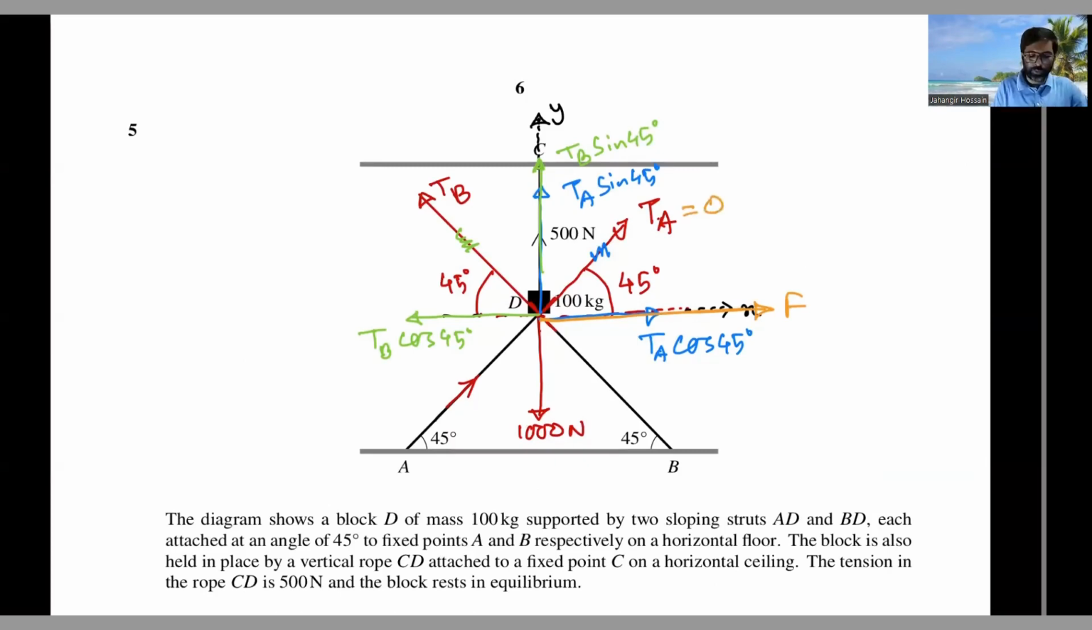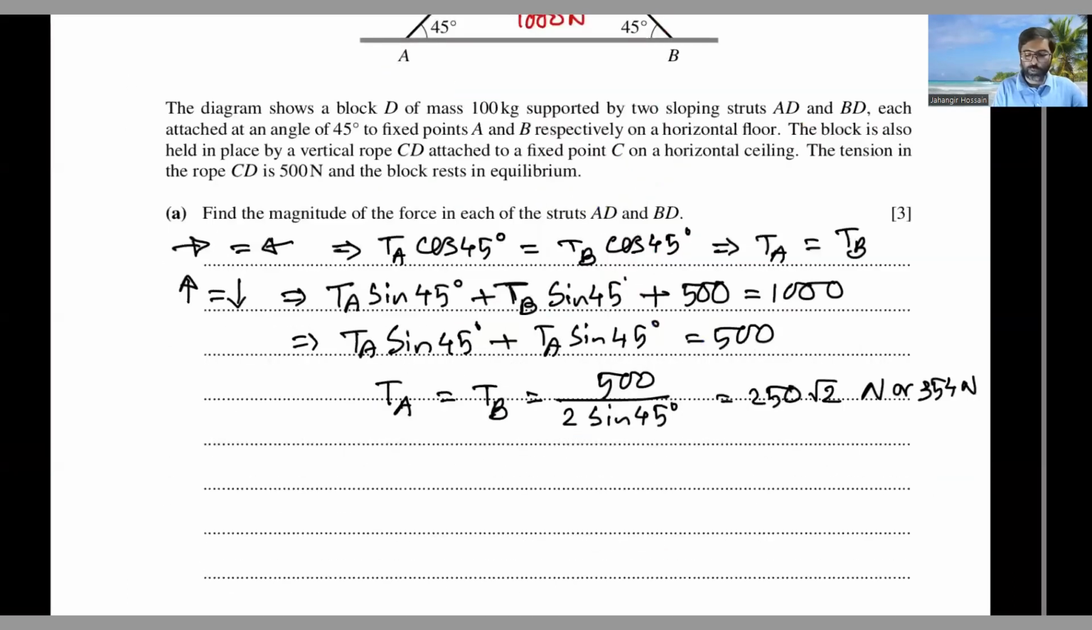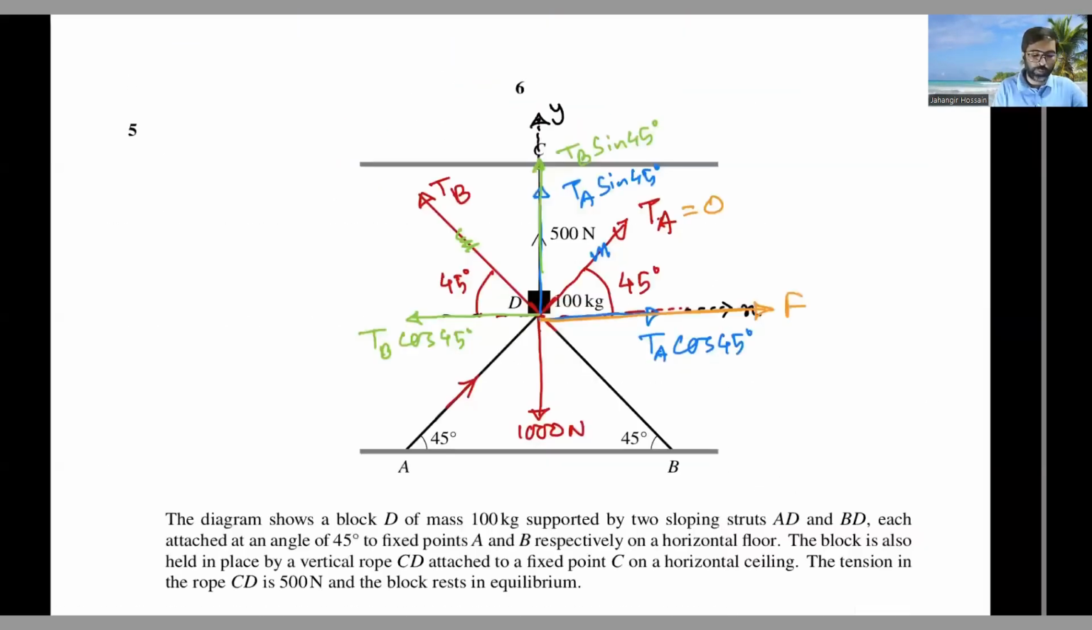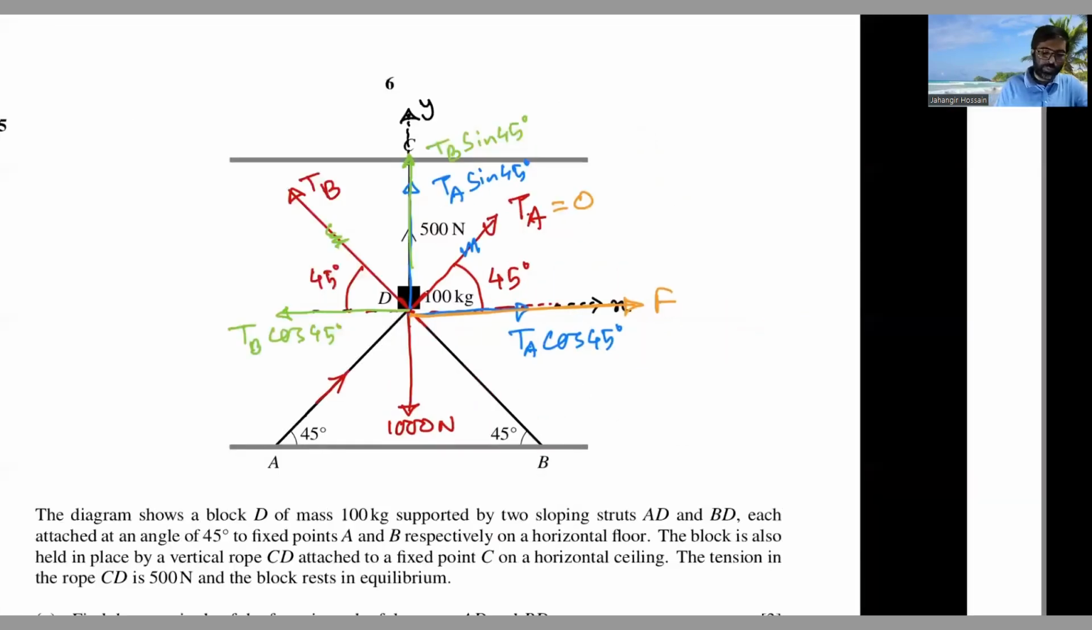If TA is 0, then TP obviously will not remain as 250 root 2, so this will have a new value. In that case, if you resolve vertically, you can find the new value of TB. Remember, TA is now 0, and then equate horizontally to find the value of F.